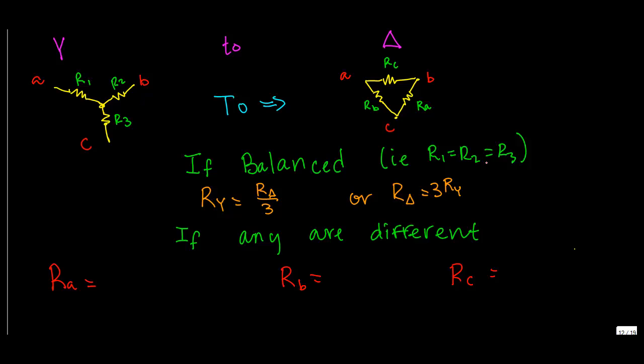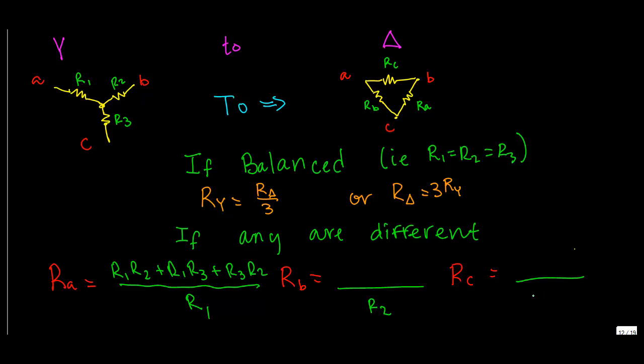However, if they are not balanced, there is a different equation for that, and RA would actually be equal to R1, R2 plus R1, R3 plus R3, R2, and then you want to divide it by the resistance that it's across. So for example, RA, I always associate A with 1, B with 2, and C with 3. So in RA's case, it would be R1. Or in RB's case, you would divide by R2. In RC's case, you would actually divide by R3.